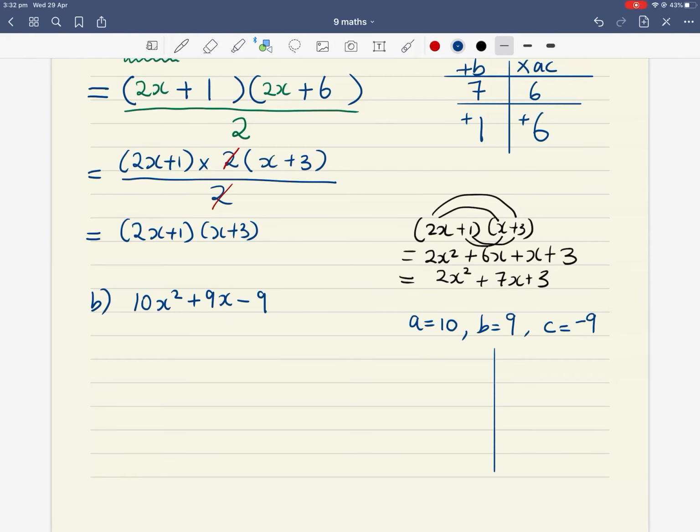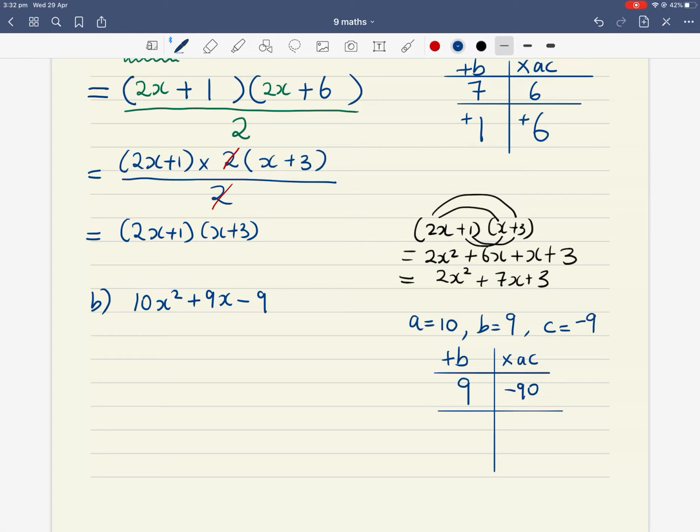Be careful, don't forget about the negative sign. Take the number, take the sign in front of it. You would then draw your little plus b times AC table on the side. So plus b times AC. Your b value is 9, so in your first column you write 9. AC, 10 and negative 9, they multiply to be negative 90. So you're thinking of two numbers that add, because it's plus, to be 9, and multiply, because it's times, to be negative 90. What are two numbers that add to be 9 and multiply together to be negative 90?